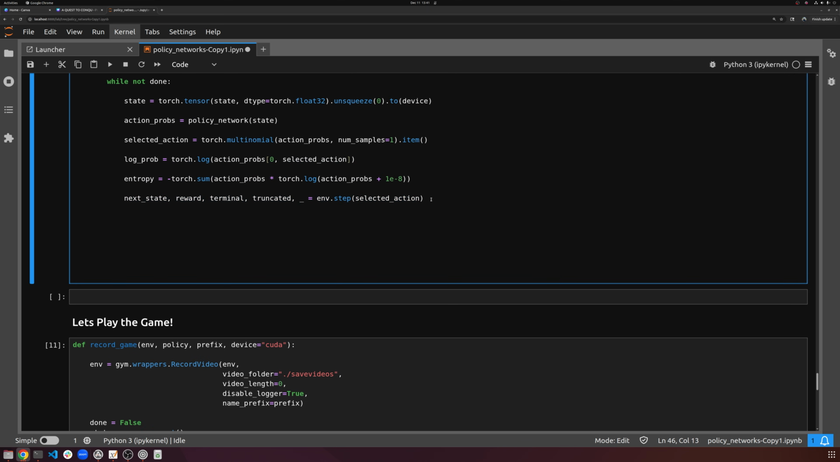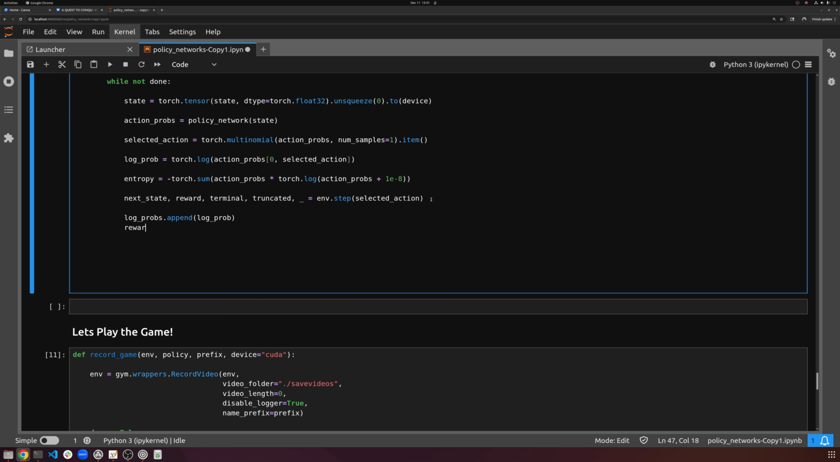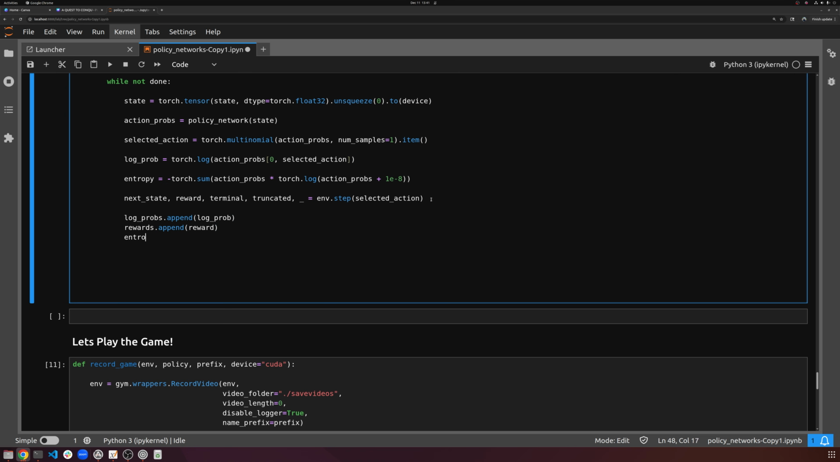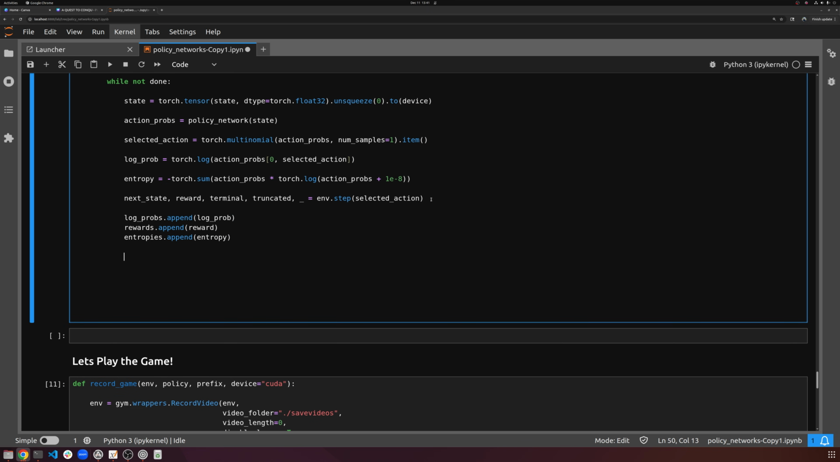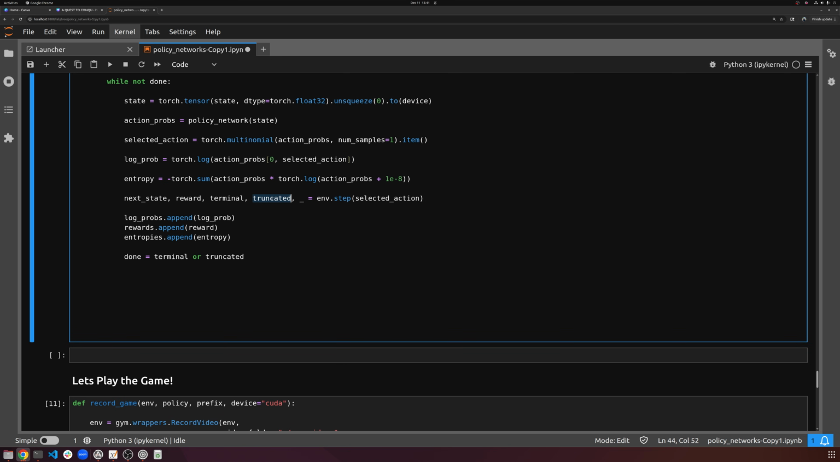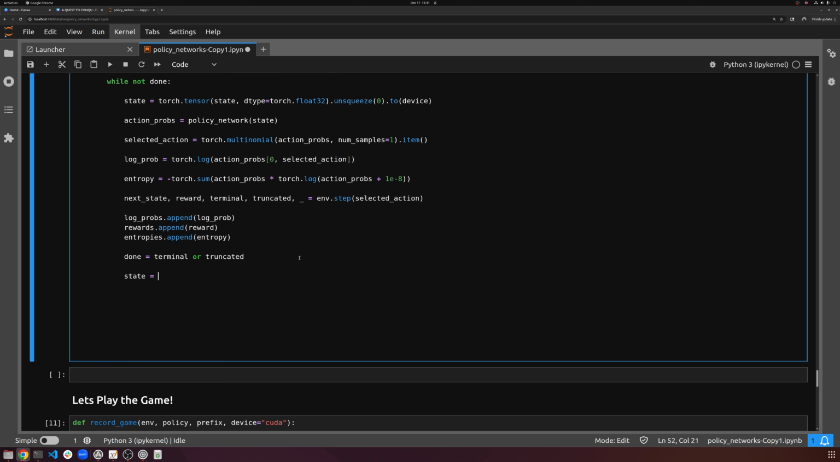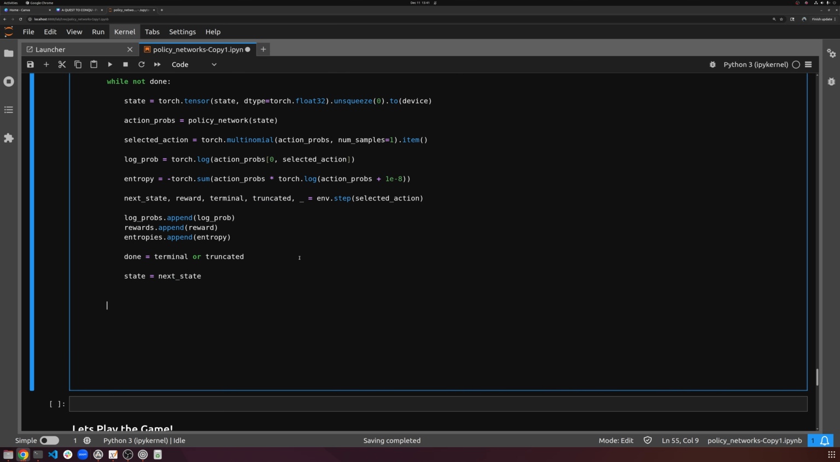Now that we've taken the next step, we're just going to store some of this information for this whole game. So log_probs.append(log_prob), rewards.append(reward), and entropies.append(entropy). There we go. And we can do our quick check. We are done if it's terminal or truncated. So if we're at the end of the game, or if the game's gone on for too long, then the game's done. And then the state is equal to the next state.